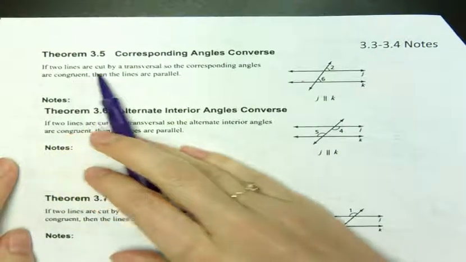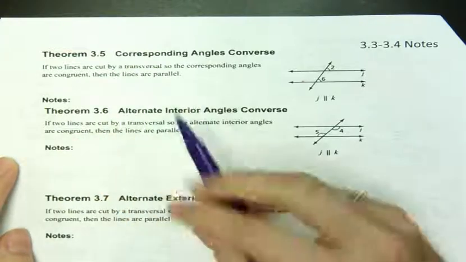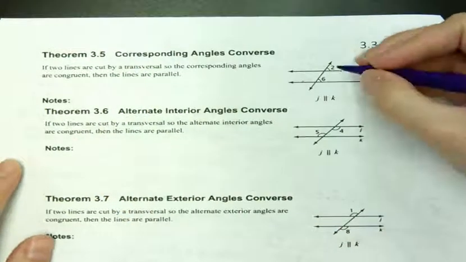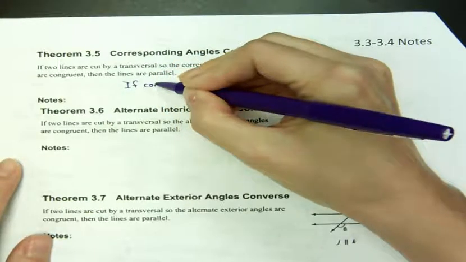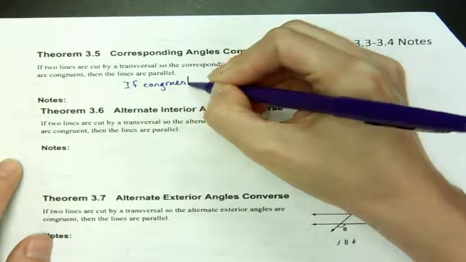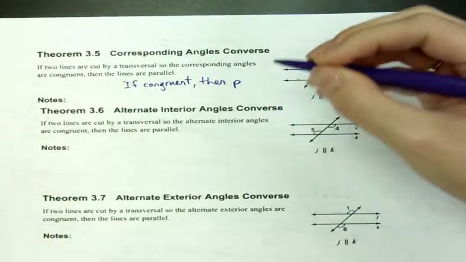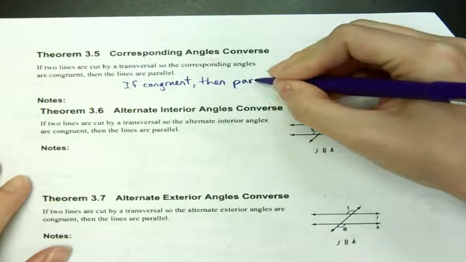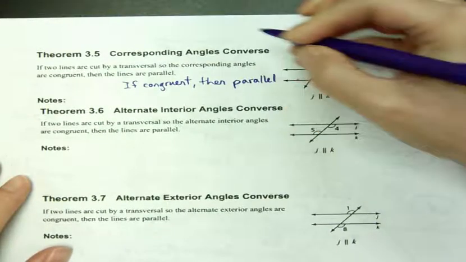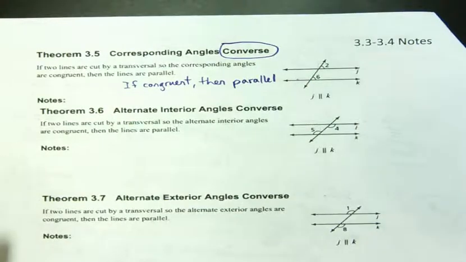So if two lines are cut by a transversal so that the corresponding angles are congruent, then the lines are parallel. So it's just saying, if congruent, then parallel. Makes sense, right? Because we just learned if they're parallel lines, then those angles are congruent, so this is just saying we can do it the other way around. And this is called converse. Do you remember how converse was when we switch things around?